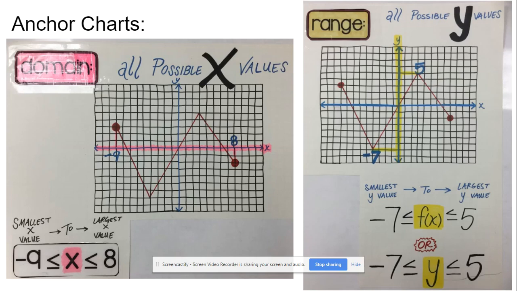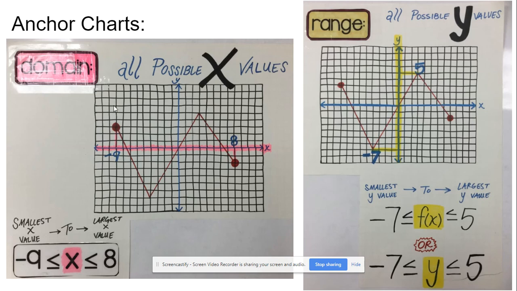Just a couple of anchor charts. I want to show you the domain. I like to highlight my x-axis. We're going to measure from left to right, as far left as the graph goes and as far right as the graph goes. It's not always based on the 2 points.